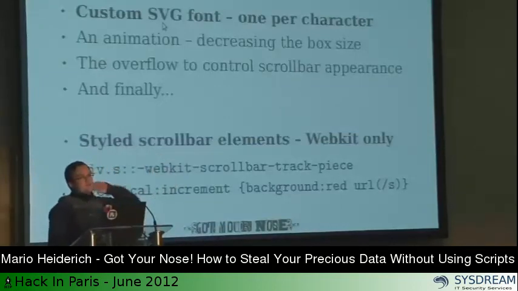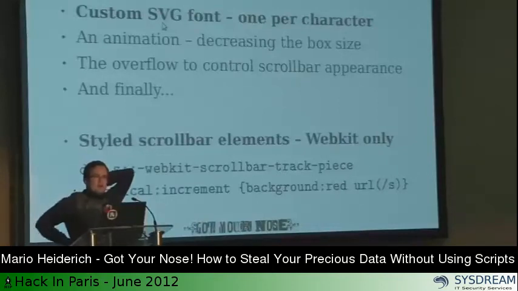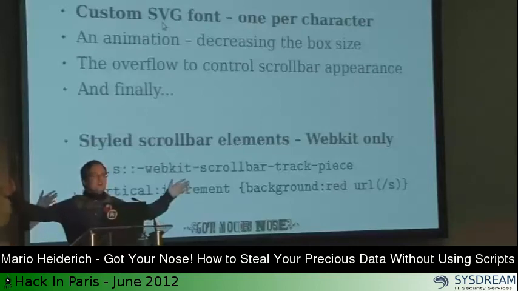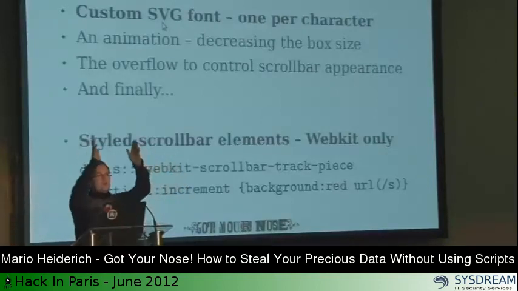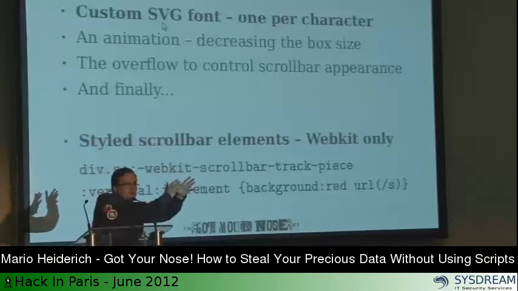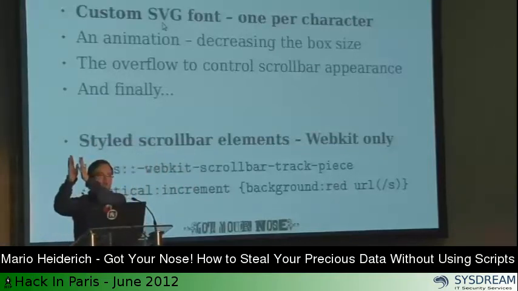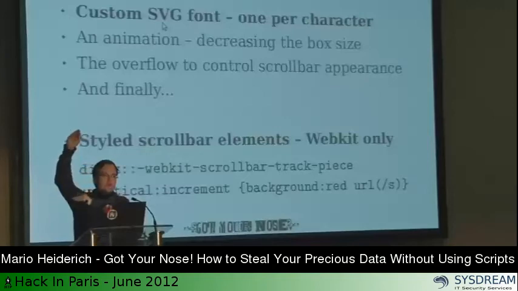And what we also have to do is to exfiltrate this data. We have to get it out. And this is the part where the overflow is coming in. So imagine you have a box, and the box has content, like dimensions, one of these characters, like let's say 105 pixels, and you decrease the box size. Then something in that box is going to break to the next line. And if something in that box breaks to the next line, a scroll bar appears, because it indicates, hey, the box just grew in size, so you want to scroll down to see all the content.